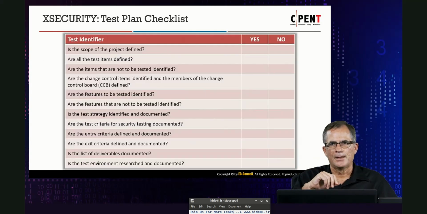EC-Council has a nice little test plan checklist for you. So it's an example. Scope of the project, items listed, information, or we got a change control board. All this information is available in a test plan checklist. So you might want to check that out.